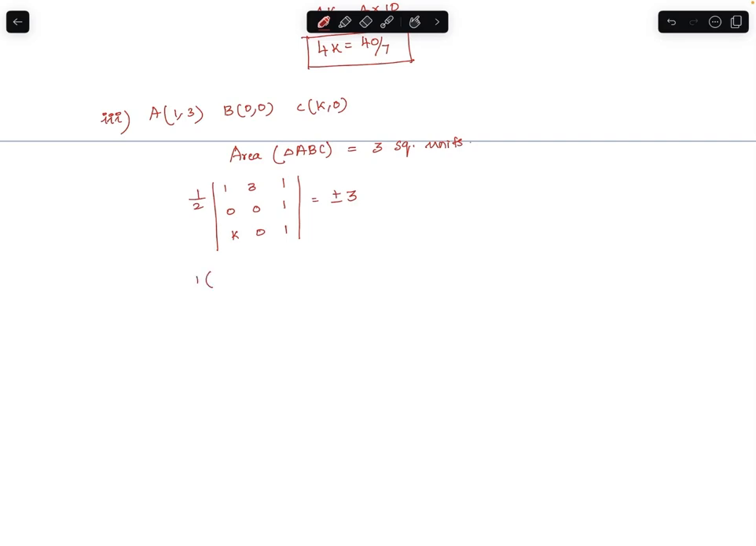The determinant value is 1 times (0 minus 0), minus 3 times (0 minus k), plus 1 times 0, which is equal to plus or minus 6. That is 3k is equal to plus or minus 6. k is equal to plus or minus 2.